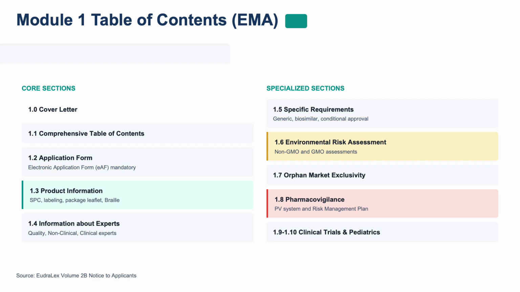Section 1.5 addresses specific requirements for different application types including bibliographical applications, generic or hybrid applications, data and market exclusivity, exceptional circumstances approvals, and conditional marketing authorization. Section 1.6 uniquely requires environmental risk assessment for both non-GMO and GMO products. Sections 1.7 through 1.10 cover orphan market exclusivity, pharmacovigilance including risk management plans, clinical trials information, and pediatric requirements.